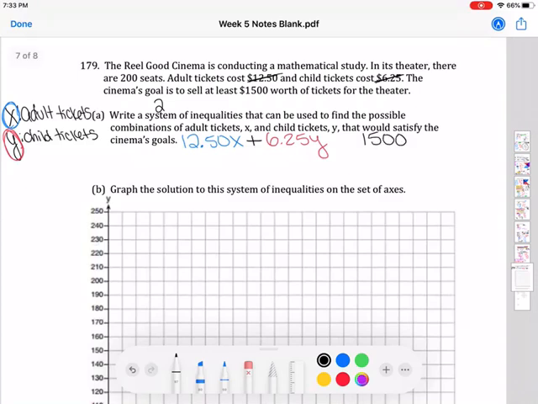So your total here is going to be the other money value, which was $1,500, and that was given as a total. It said the cinema's goal is to sell at least $1,500 worth of tickets. If they want to sell at least $1,500, that's your total or more. Think about what at least means. At least $1,500 means that or higher.